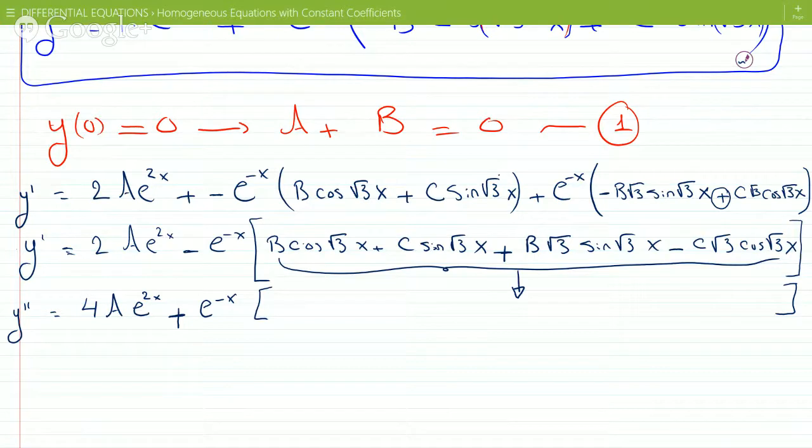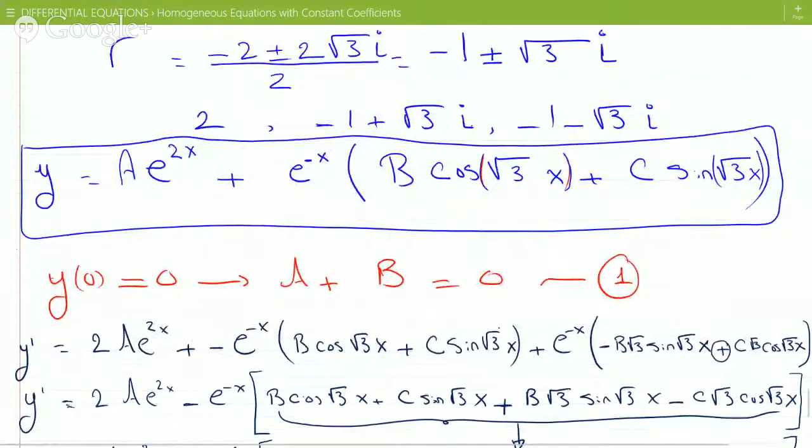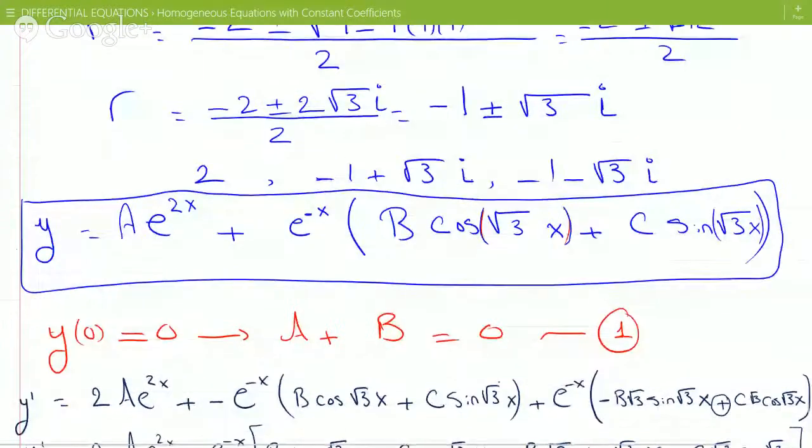It's not repeating. No, it's not repeating, they're different. Right. Yeah, the negative 1 plus the negative, yeah, it's minus 1 plus root 3i and minus 1 minus root 3i. Yeah.